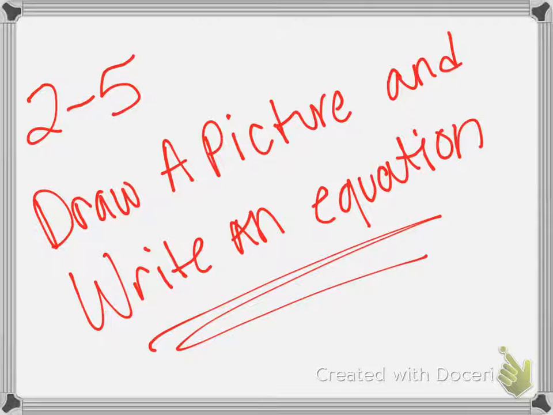All right, this is 2-5. Draw a picture and write an equation. Go ahead and label that on the top of your clean spiral notebook paper. So in most of today's problems, it's a word problem, but you are showing it in a picture and then you are writing an equation. So I will show you how that works right now.